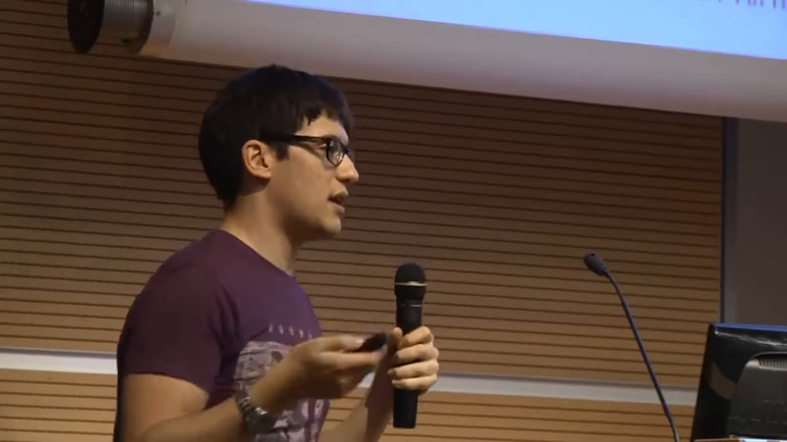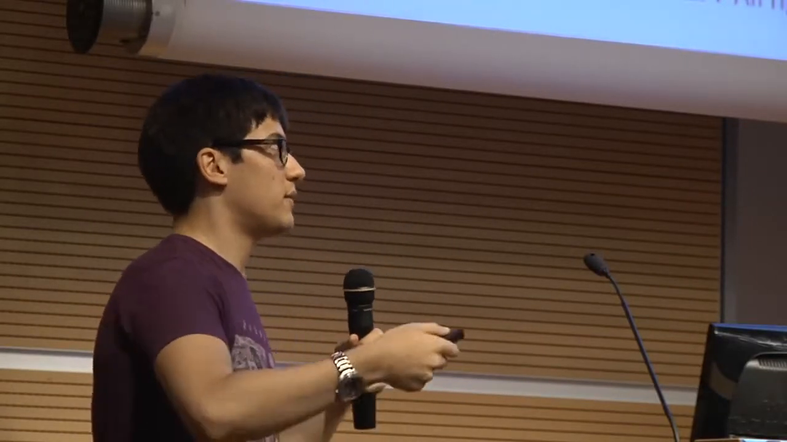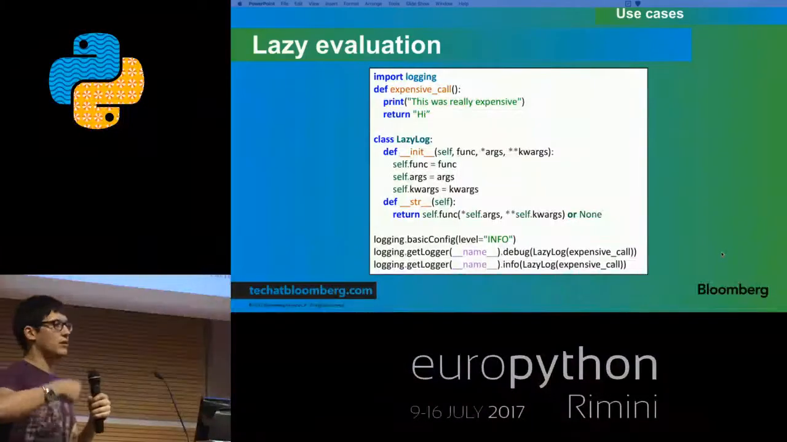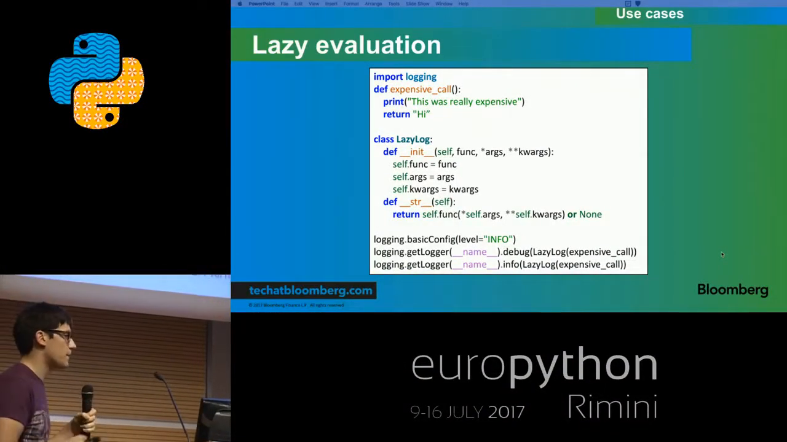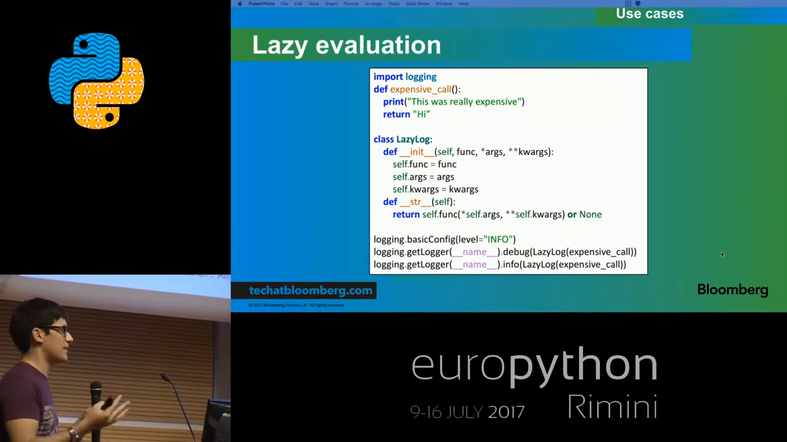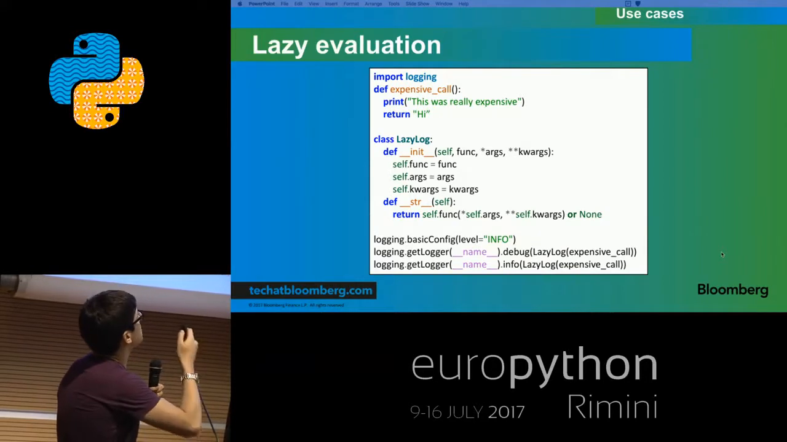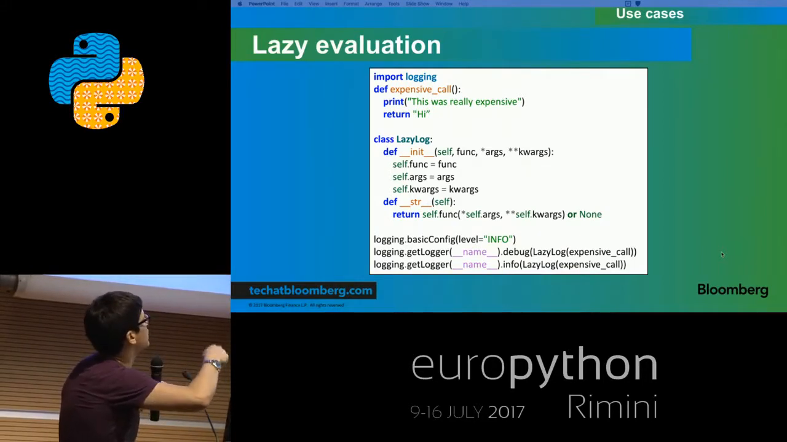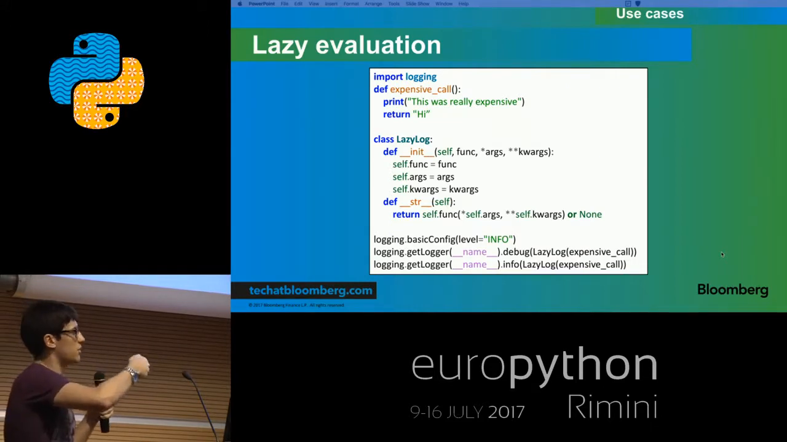Let's say that you want to log the result of a function only in debug. I don't know why you would do that, because you might have, for example, what's called a Heisenbug, which is a bug that only happens when you have your logs in debug. You can use this kind of pattern, which is that you create an object that will call your function only when you convert it to a string.